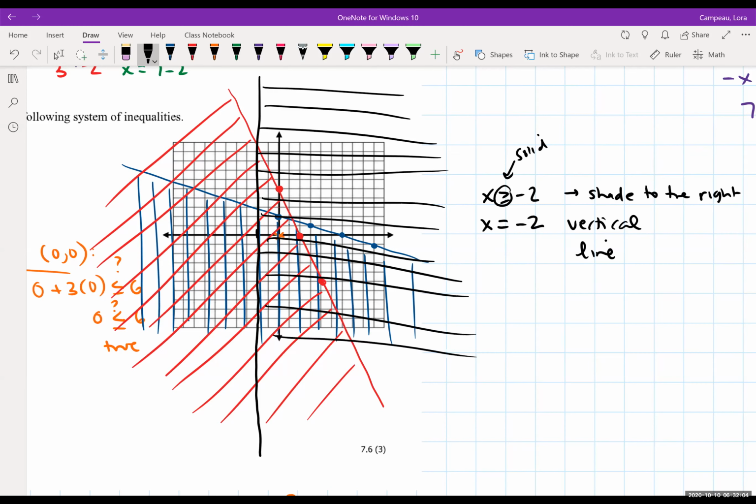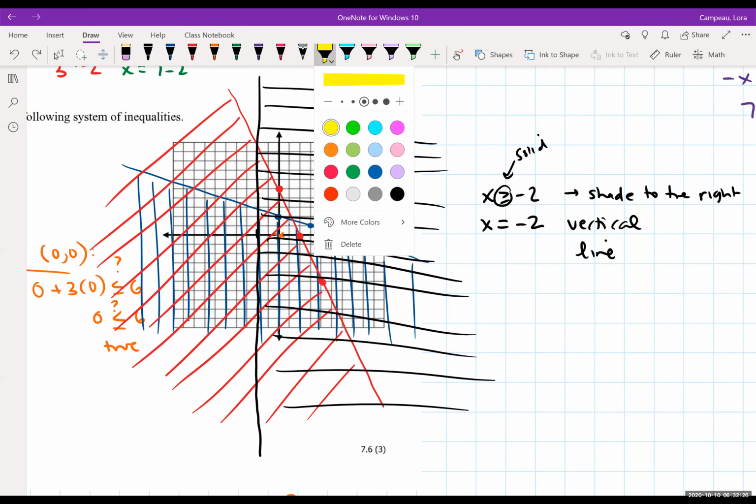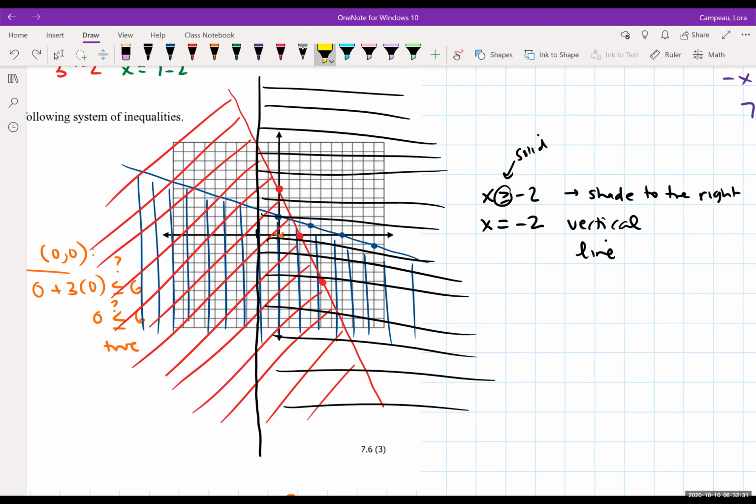Now I just want to make sure, as you're shading, keep track of what you originally had overlapping. We had this region, and now that we have the x value, we still have everything to the right of x equals -2. So what I see as I'm going is I see here, here, and here to narrow down my focus.